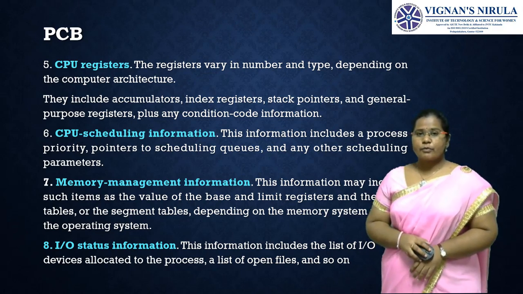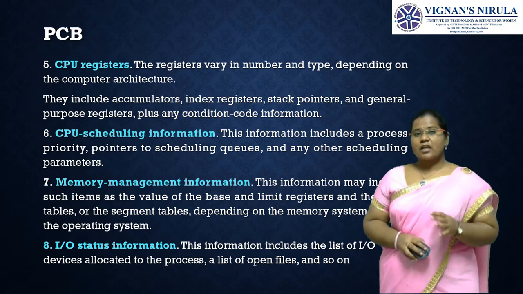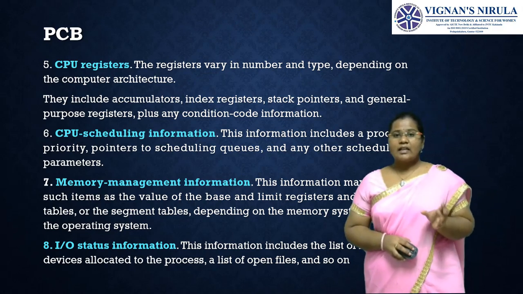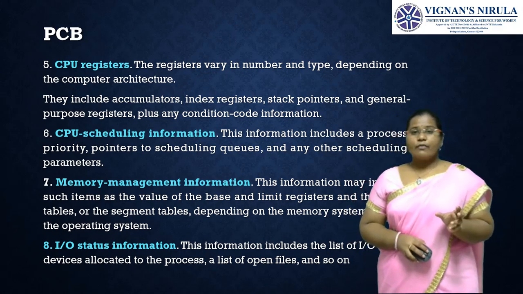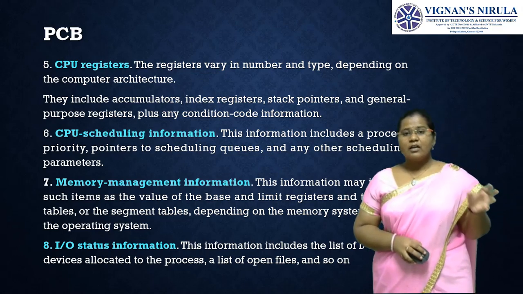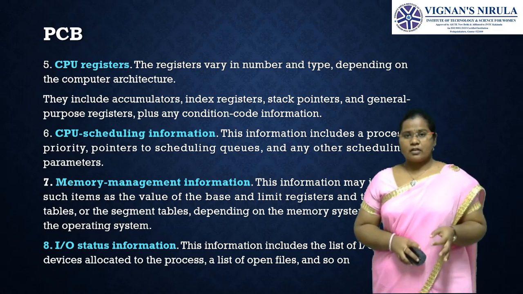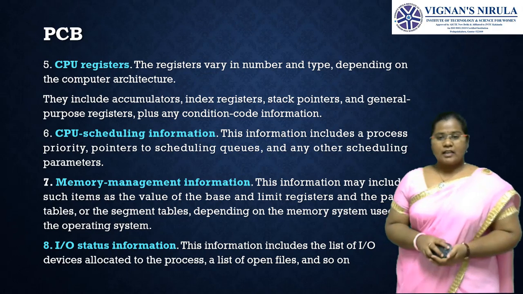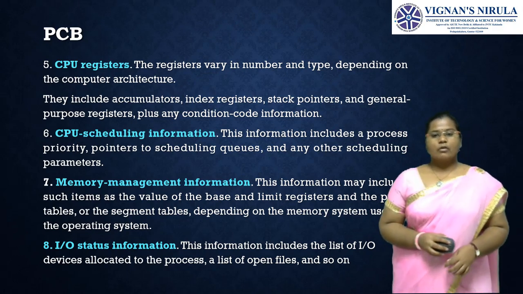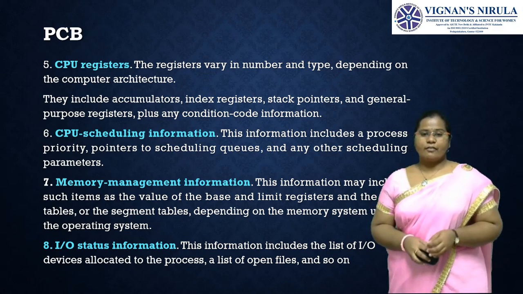And then we have CPU scheduling information. Scheduling information includes the priority of a process. Priority indicates to the operating system, among the processes in the queue for execution, which process should be executed first. This priority is indicated by a numeric value. All this information is present in the CPU scheduling information part.